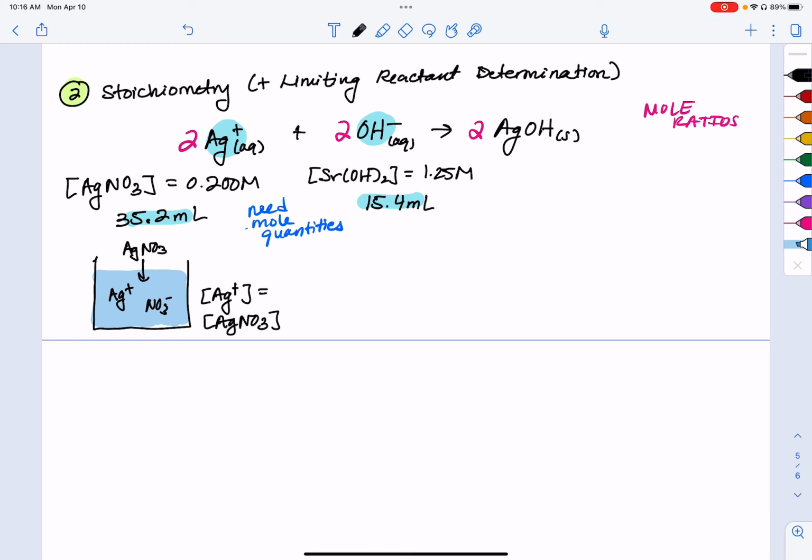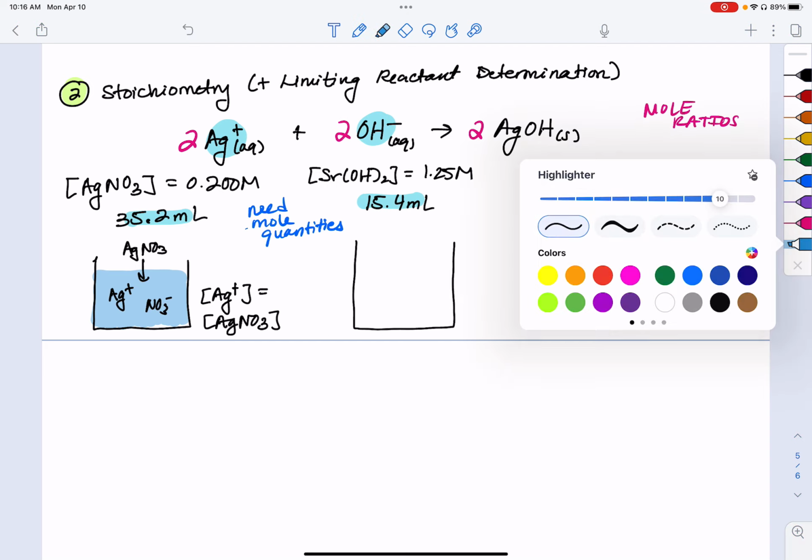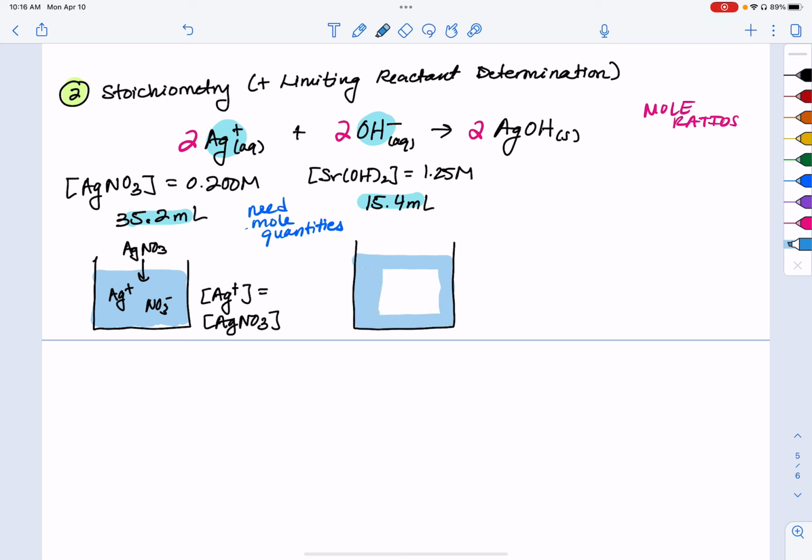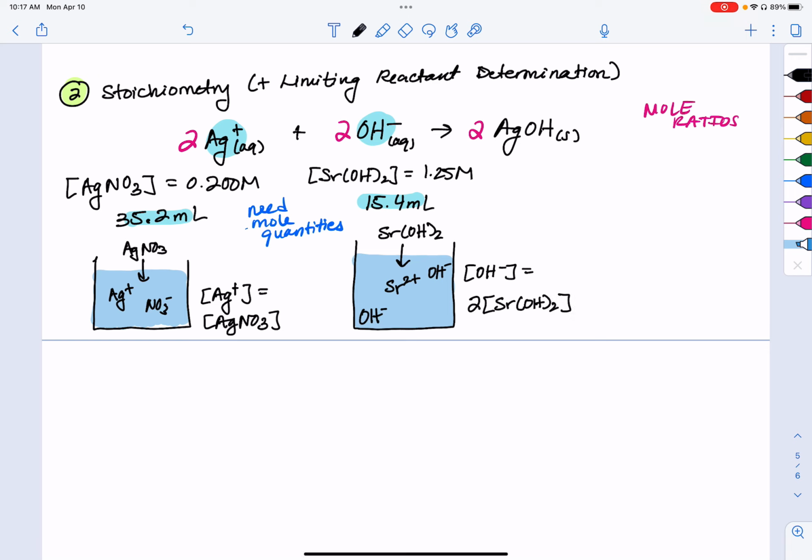Okay, what about for our strontium hydroxide? If I think about what's going on in solution here, I have to pay attention to what's happening with my subscripts in my chemical formula. If I look at strontium hydroxide, Sr(OH)2, when I dissolve 1 unit of strontium hydroxide into solution, I create 1 strontium 2+ ion, but also 2 hydroxide ions, meaning that my concentration of hydroxide is equal to twice the concentration of the overall strontium hydroxide solute. Because for every 1 unit of solute dissolved, I generate 2 units of the ion that I care about, that's directly involved in the formation of our product.